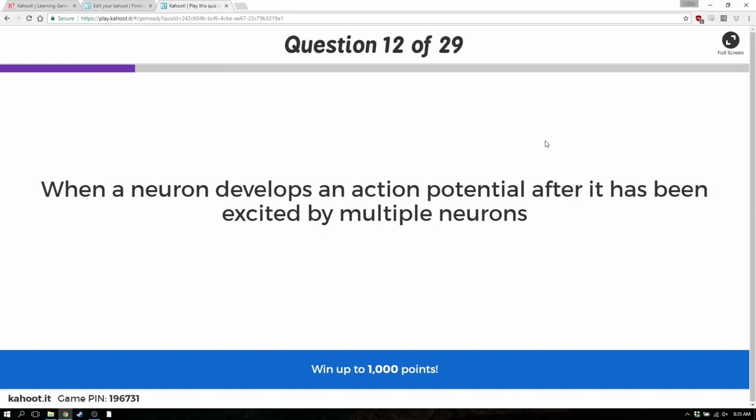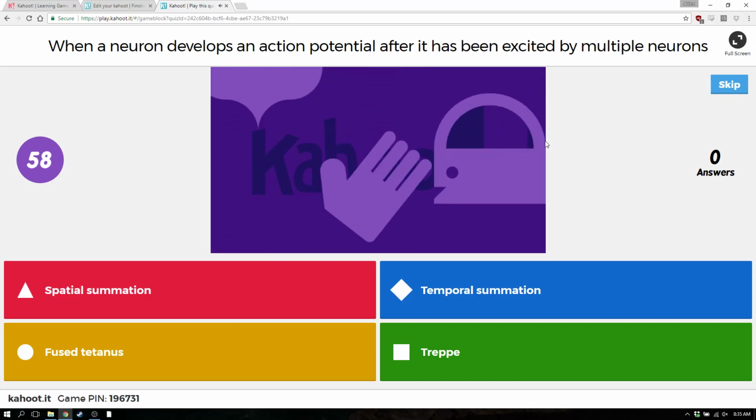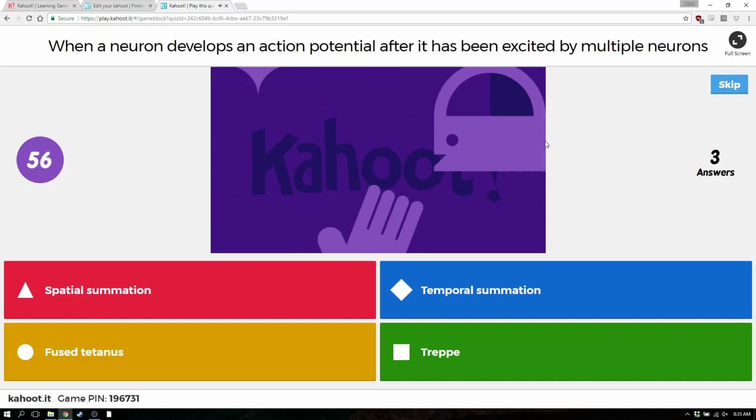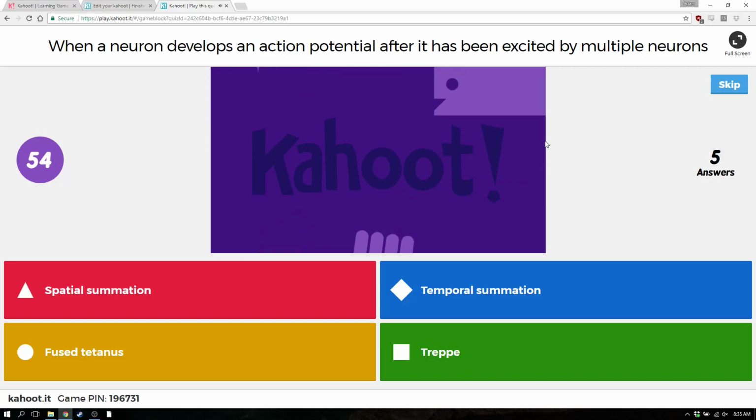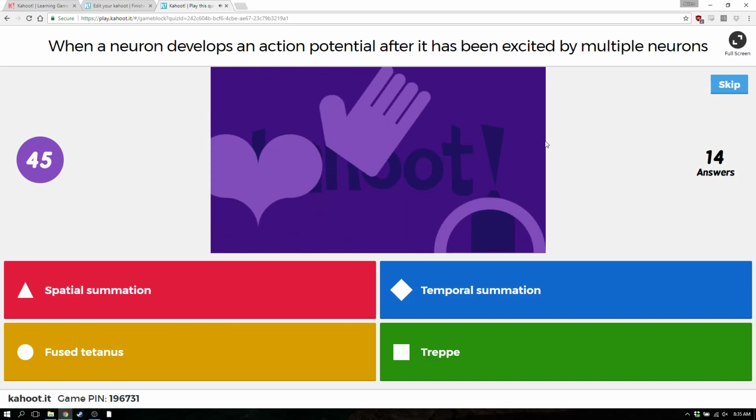When a neuron develops an action potential after it has been excited by multiple neurons, this is considered what type of effect here? You consider that to be spatial summation, temporal summation, treppe, or a fused tetanus. When you have multiple neurons coming in and helping one single neuron fire.